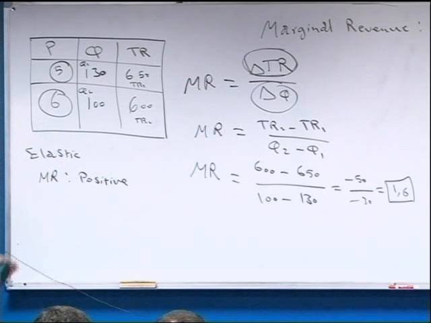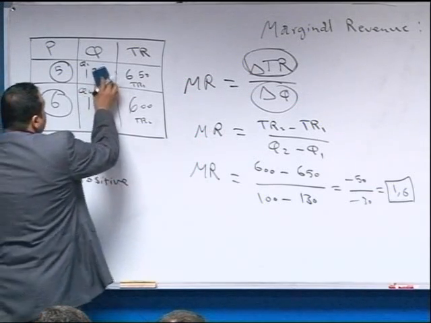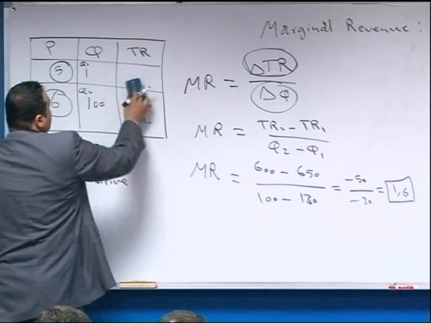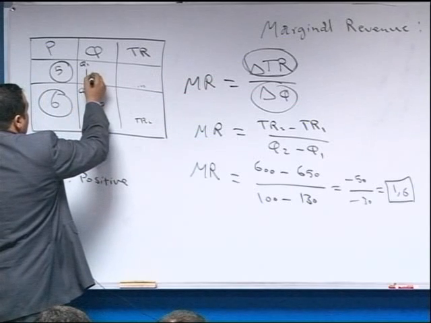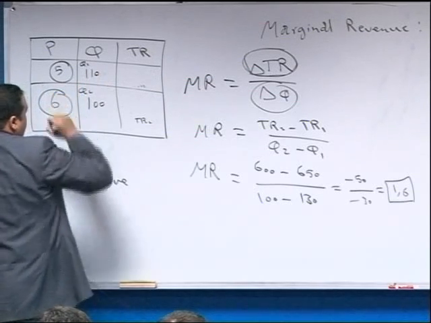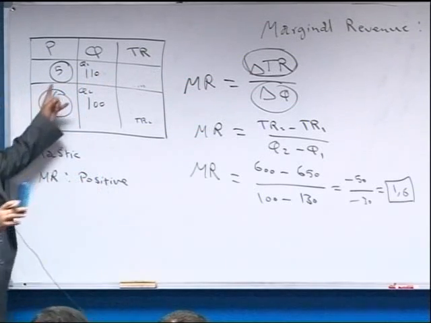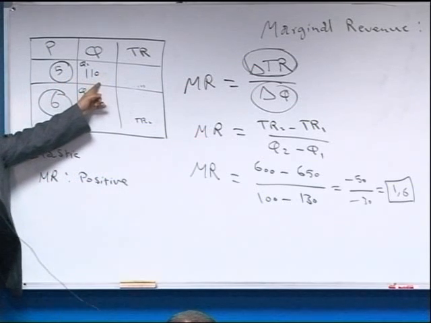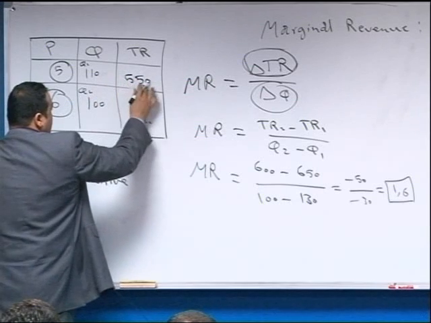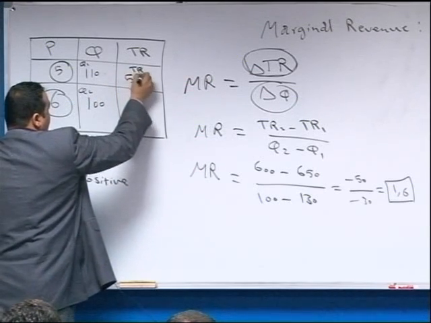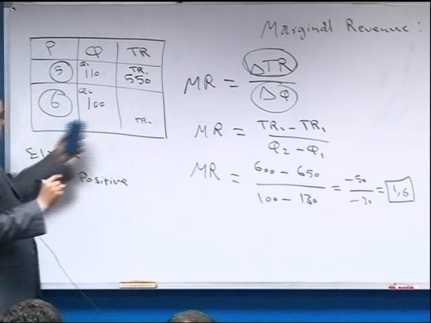The second case, if it was 110, 5 times 110 is 550, right? This is TR1, 600.